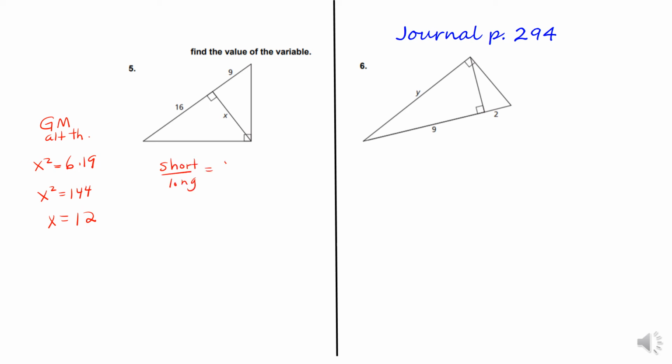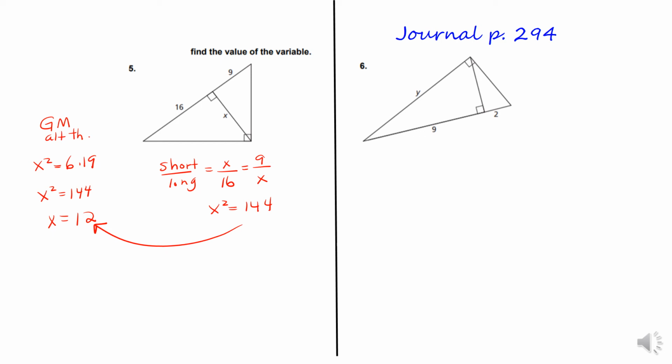And so I'm going to do x is to 16 as 9 is to x. So I cross multiply, I get x squared equals 144, and again, x equals 12. Okay, now we're going to go over here.